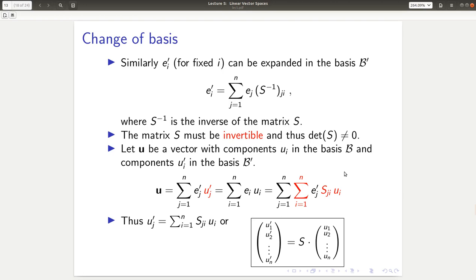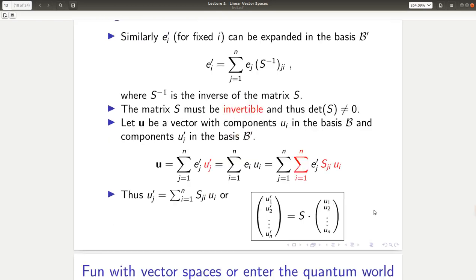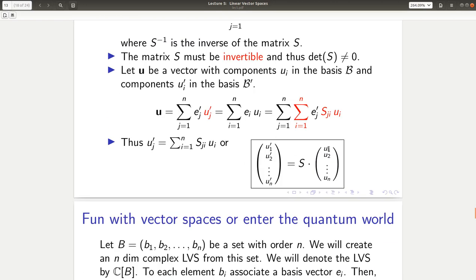And now this has a very nice way of writing it. You remember, once we have the two bases given, we can write them as column vectors. So it says U prime equal to S, the matrix S that was defined earlier, times U. So it just becomes matrix multiplication. This is how, under a change of basis, we need to be given this matrix. It will tell you how to go from one basis to another.